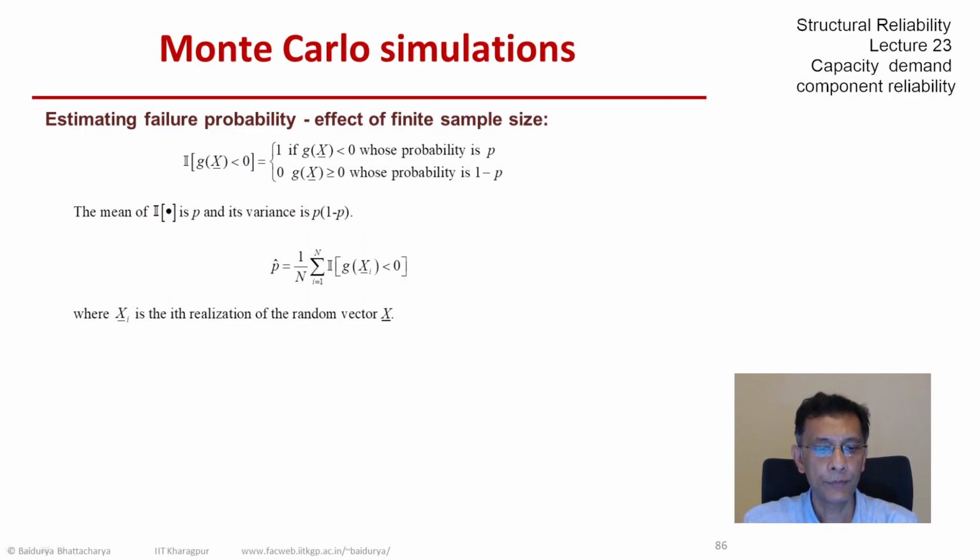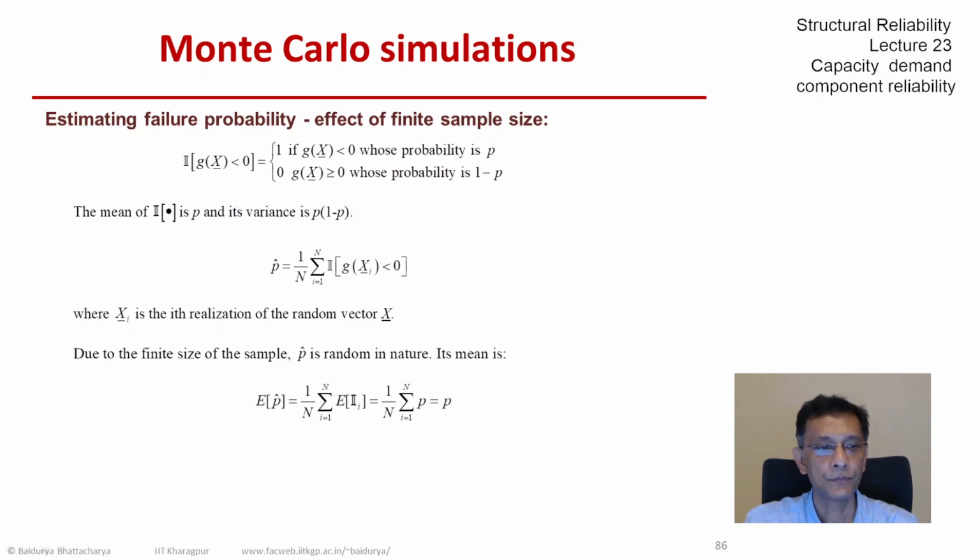We have set up the scheme in which we estimate P hat as an expectation. So we generate X from the joint distribution many times, or n times, and then evaluate G every time, see if I is 1 or 0, and then add those I's and divide by n. So we are computing the expectation. Now, because P hat is estimated from a finite sample size of n, P hat is a random variable.